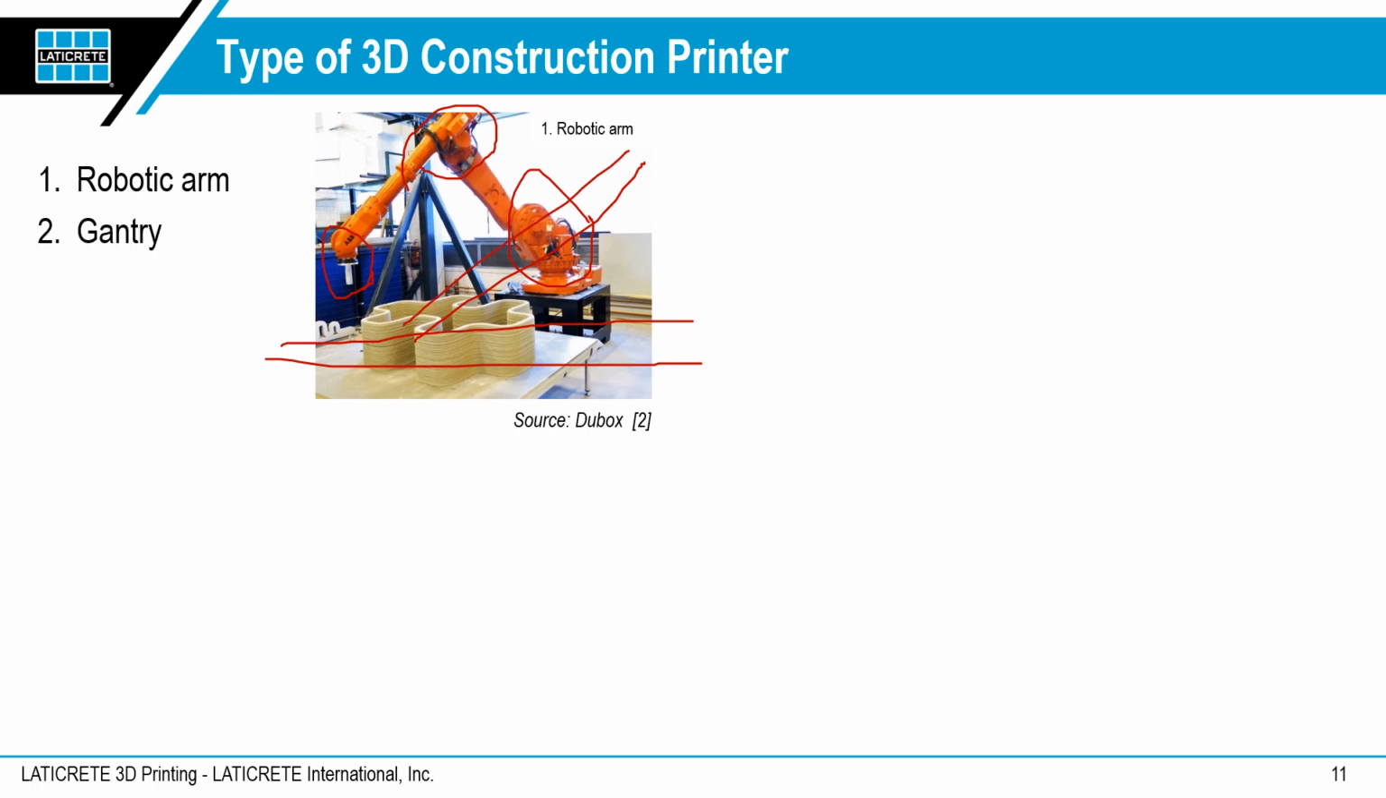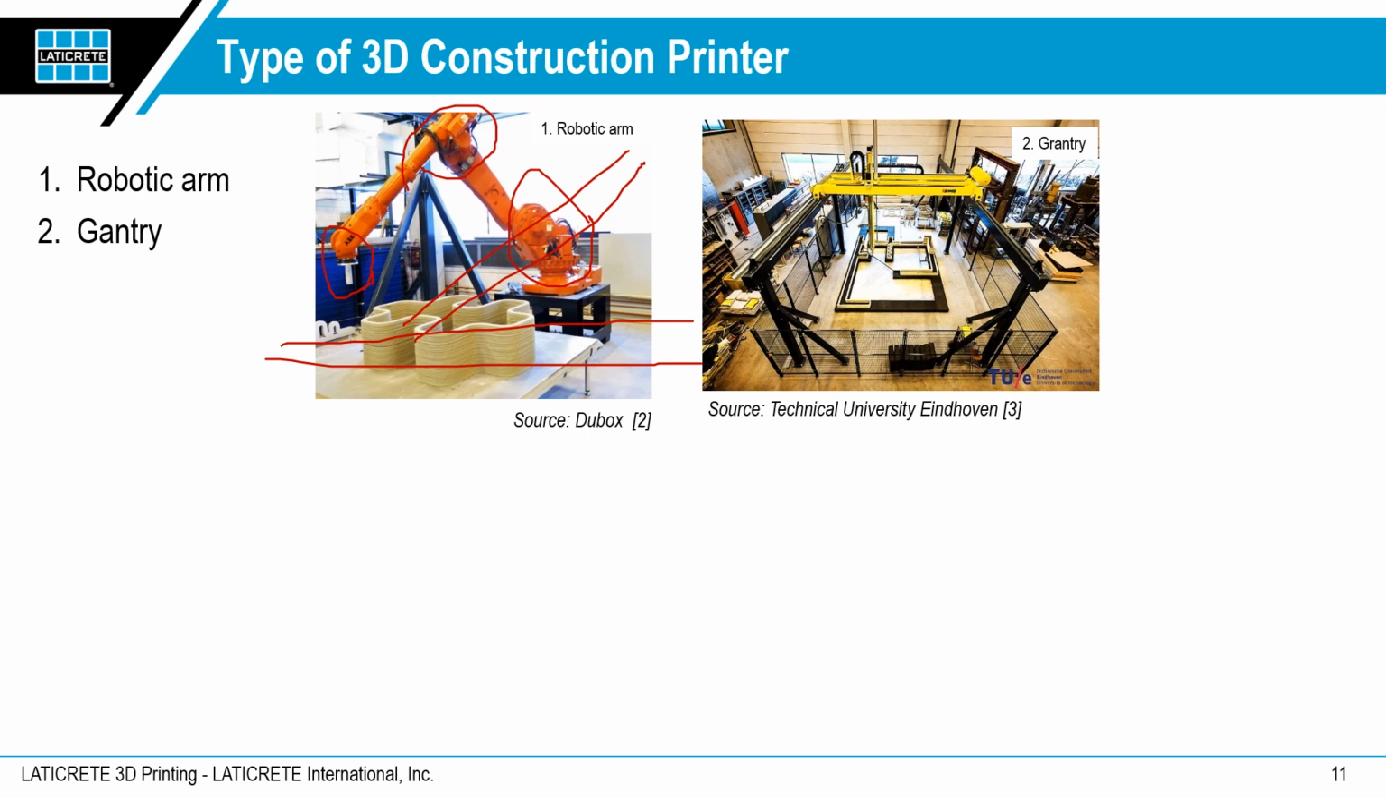The second one is the gantry type 3D printer. The gantry type 3D printer usually consists of frames. Each frame consists of columns which support several beams. The extruder head is usually mounted on its horizontal beams. The size of this printer can be adjusted by adjusting the number of columns and beams.